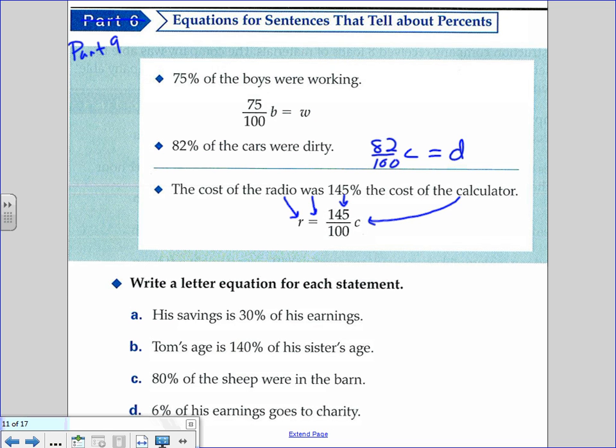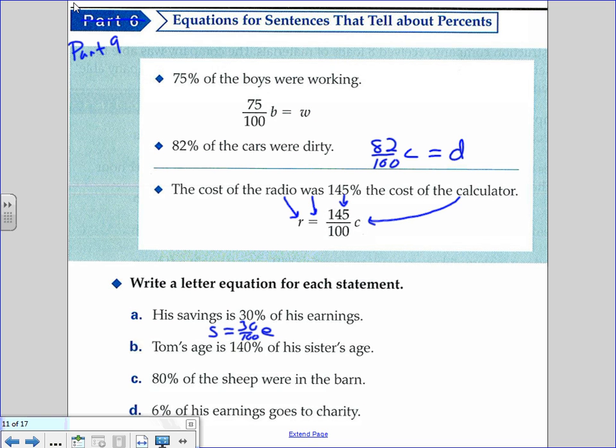So now down on the bottom here, write a letter equation for each statement. We're going to look at A here. His savings is 30% of his earnings. So savings is equals 30%, which is 30 over 100. Of means to multiply, and we're multiplying by his earnings. So S equals 30 over 100 times E.